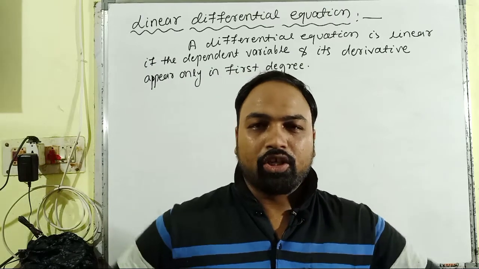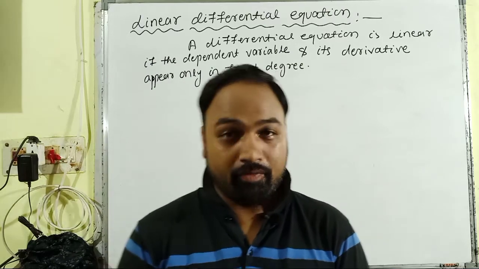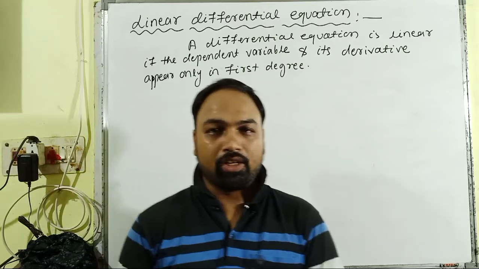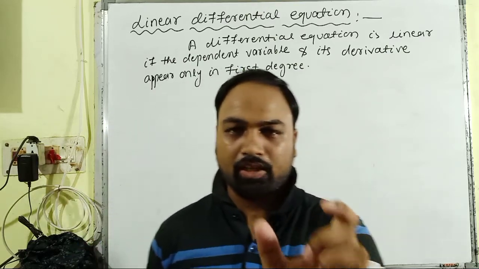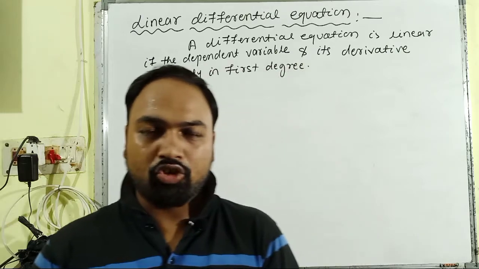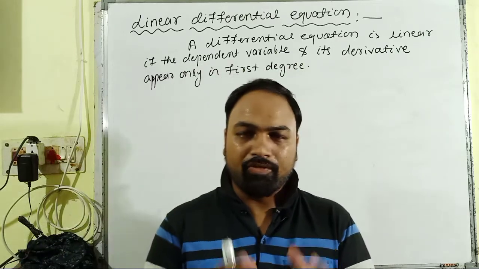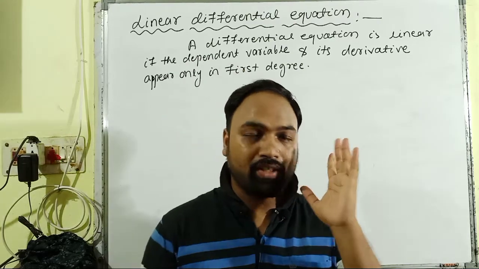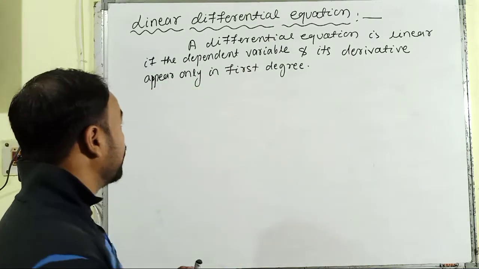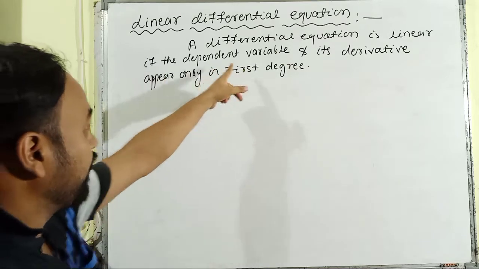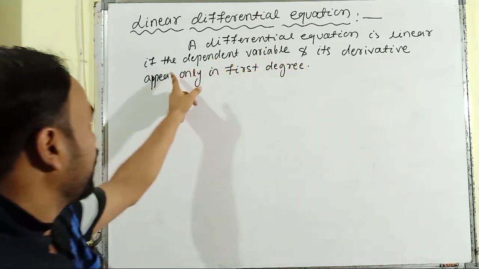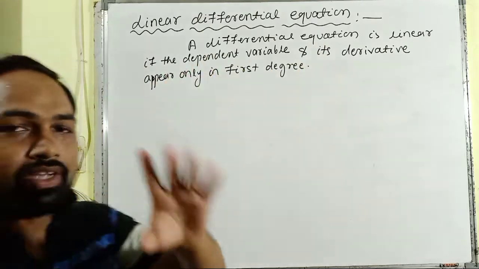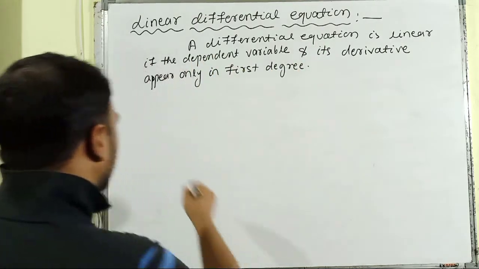In this particular session we are going to discuss the linear differential equation. First of all, let us go through the definition. What is a linear differential equation? A differential equation is said to be linear if the dependent variable and its derivative appear only in the first degree. And it is of two types.